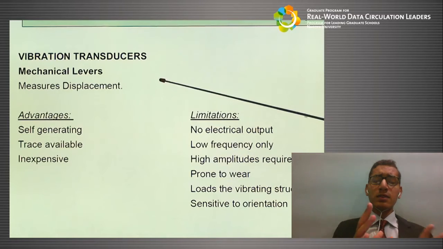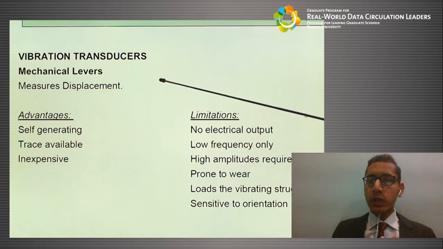Now we have vibration transducers, mechanical levers, and they measure displacement. We have the advantages that it is self-generating, the trace is available, and it's inexpensive. The limitations are there is no electrical output, we have low frequency, and we need high amplitude vibrations to measure. We cannot measure the low frequency, or the low amplitudes, and it wears out pretty fast, loads the vibrating structure because we have to put it in contact with the structure, and it's sensitive to orientation.